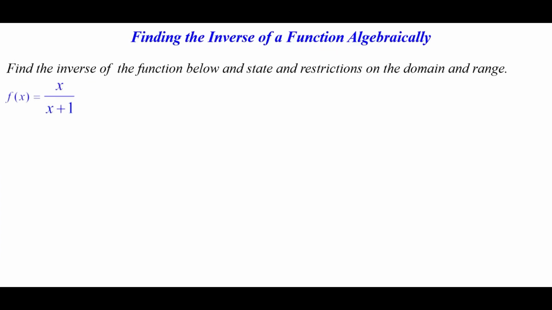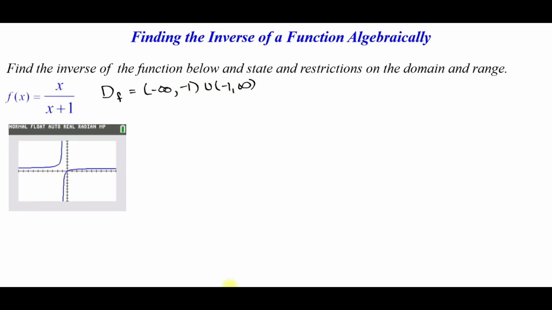All right, so here's just another example with a rational function. So here I'm going to start with my domain. My domain of my original function is going to be all real numbers except what makes my denominator 0, which is -1. So -infinity to -1, and then -1 to infinity. So taking a look at that graph, we can confirm that my domain is all real numbers except -1. And by looking at the graph, we can see that my range is all real numbers except +1.